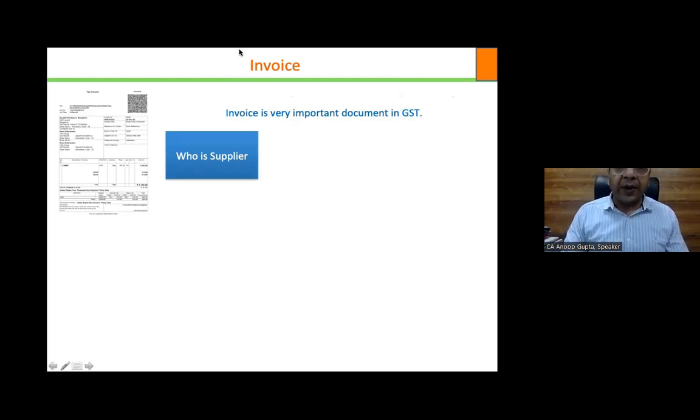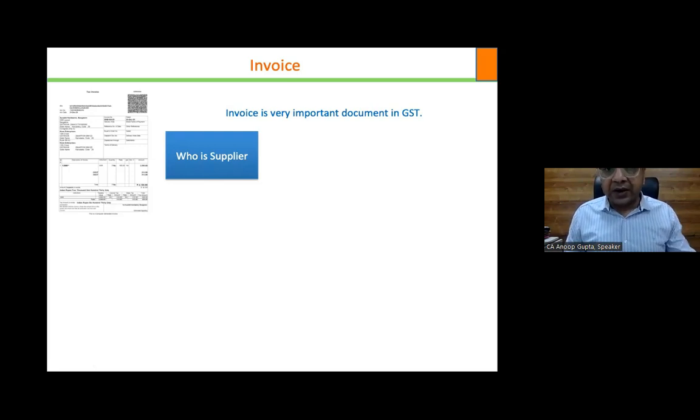It may be a no supply, or it may be a supply. It may be a taxable supply. First of all, I have to determine whether it is a no supply, a taxable supply, an exempted supply, a nil rated supply, or a zero rated supply. So a supply can be of a number of types. If my transaction is not covered under the definition of supply, then it is a no supply.